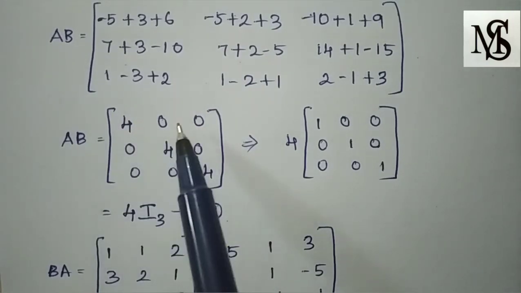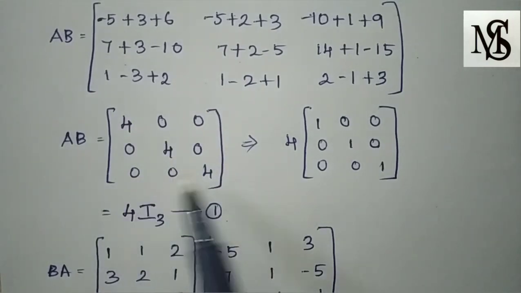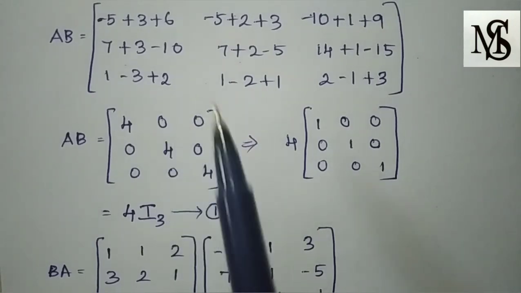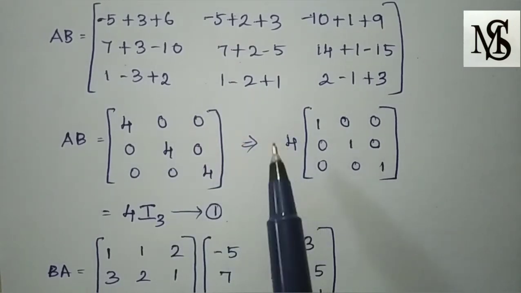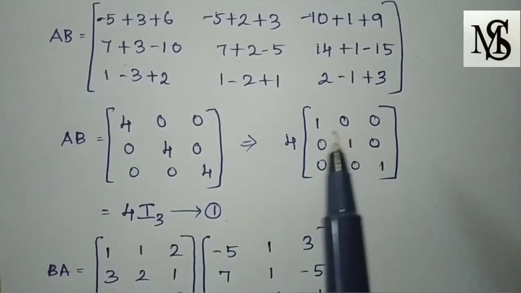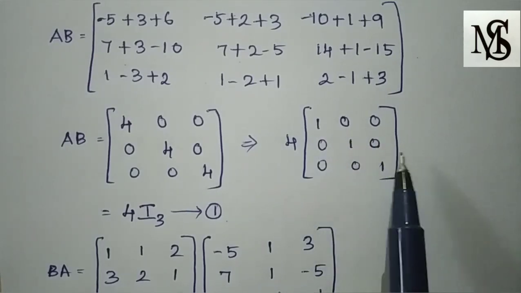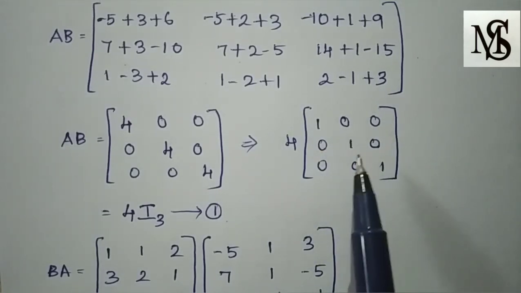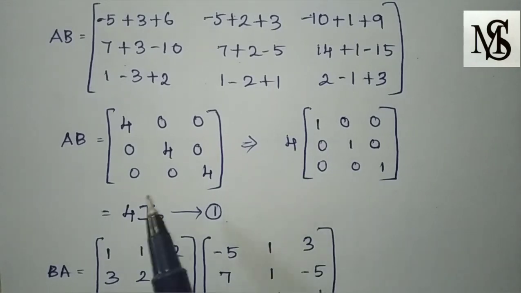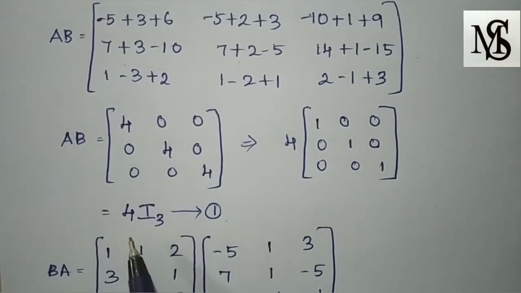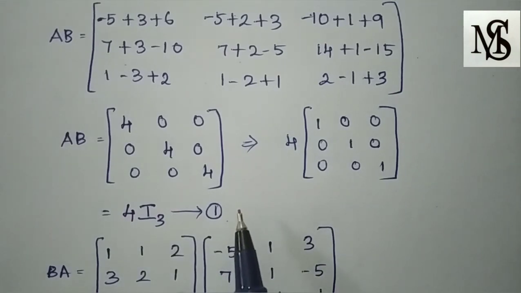AB is equal to 400, 040, 004. In this, we can take 4 outside as common. If we take 4 outside, inside there will be 100, 010, 001. This is the identity matrix. So we write this as 4I3. This is equation 1: AB is equal to 4I3.